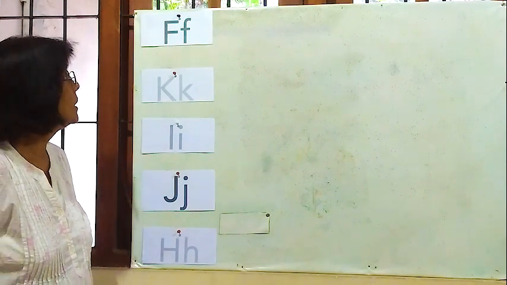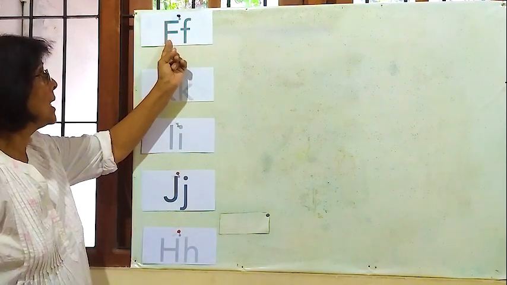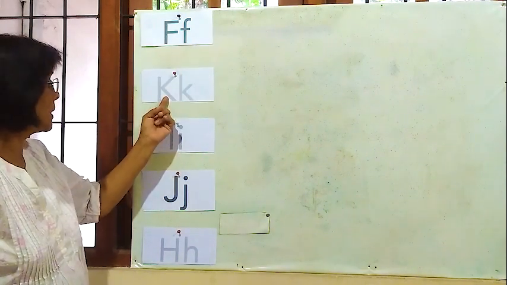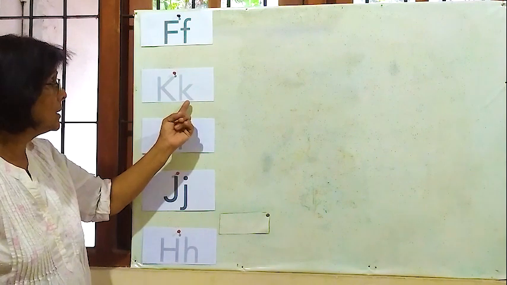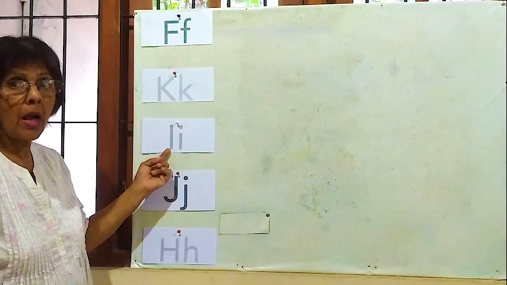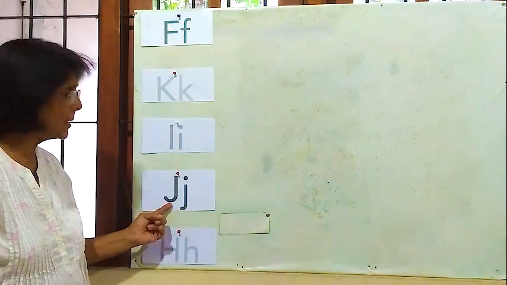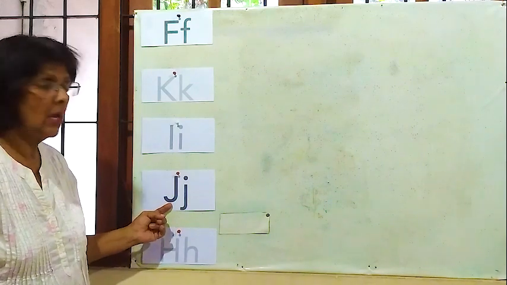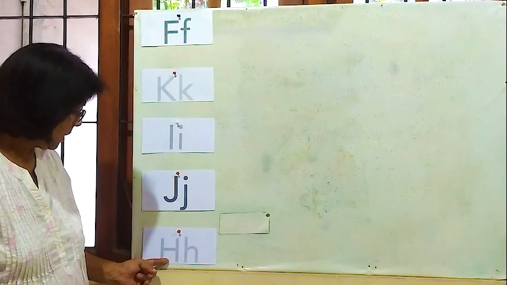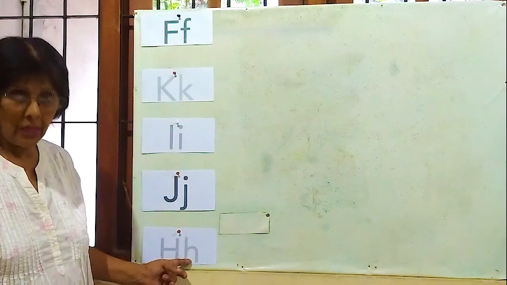Here the first one, capital F, simple F. Here capital K, simple K. Here capital I, simple I. This one, capital J, simple J. Here capital H and simple H.